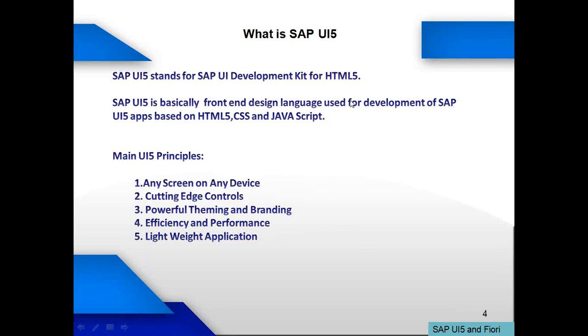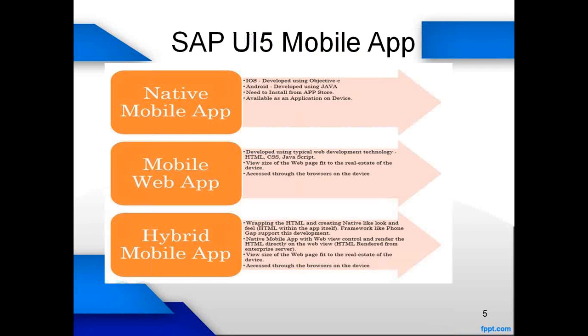So I will show you one demo application, so that you will understand how SAP UI5 can transform the SAP front-end design languages from now onwards. And why SAP UI5 can work on any device. It can work on any device, and it can work on any operating system. Why? Because there are three kinds of apps in mobile apps. One is a native app, one is a web app, one is a hybrid app.